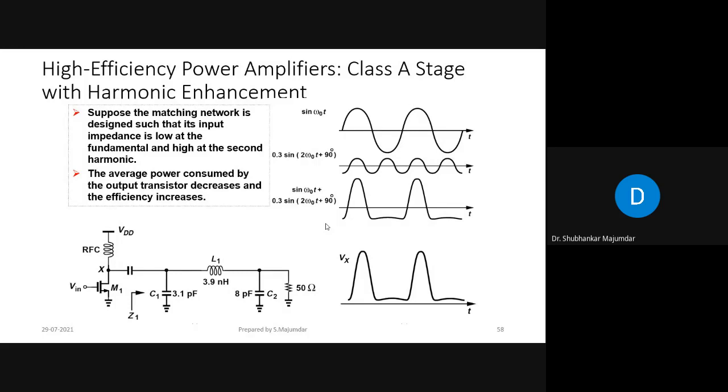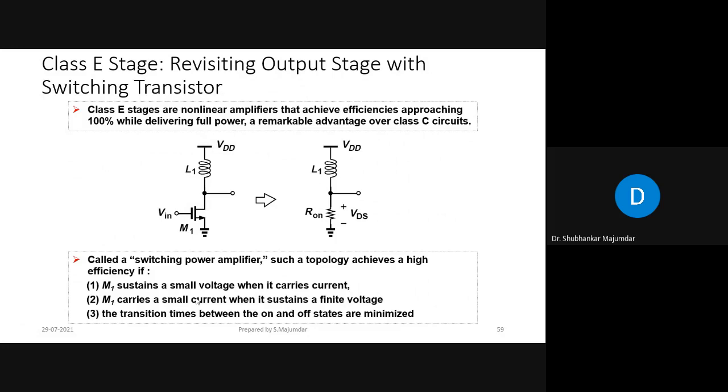So now, with harmonic enhancement, if we introduce some harmonics, we are introducing so many structures and so many circuits here, so it will introduce some harmonics inside the class A amplifier. Now, class E amplifier stages are non-linear amplifiers. It is basically a non-linear amplifier that achieves approximately 100% efficiency while delivering full power.